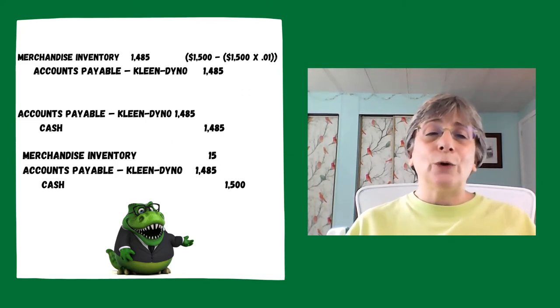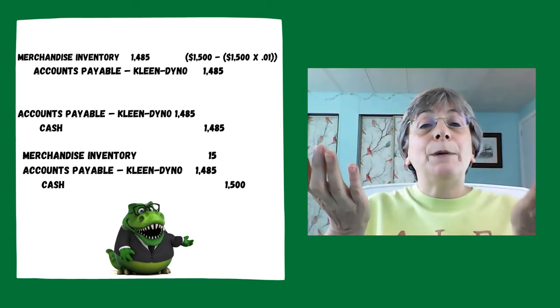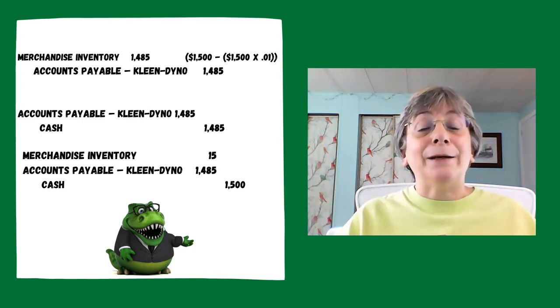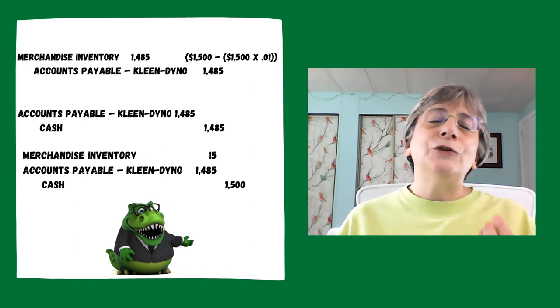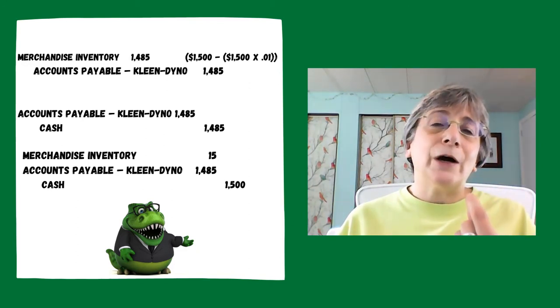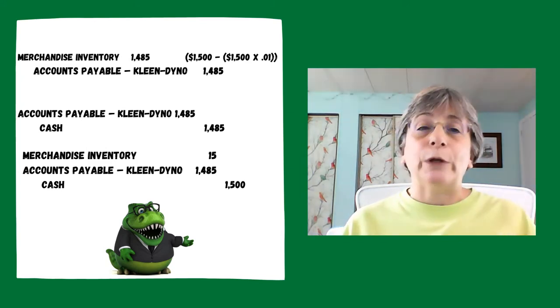If we were to do a journal entry, accounts payable $1,485 and cash for $1,500, what would happen? We would not be in balance, and that would be bad. So we have to add something else to this journal entry. What we need to do is we need to recognize that we spent more for our inventory than we originally thought we were going to.